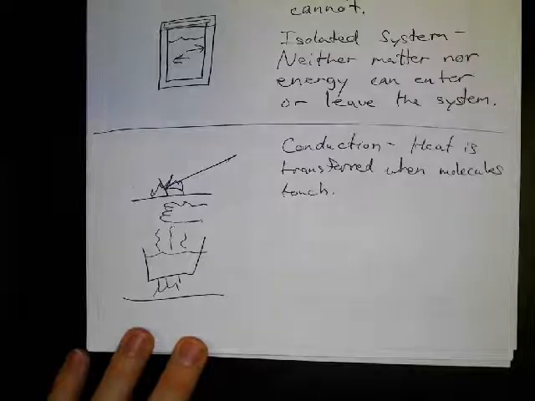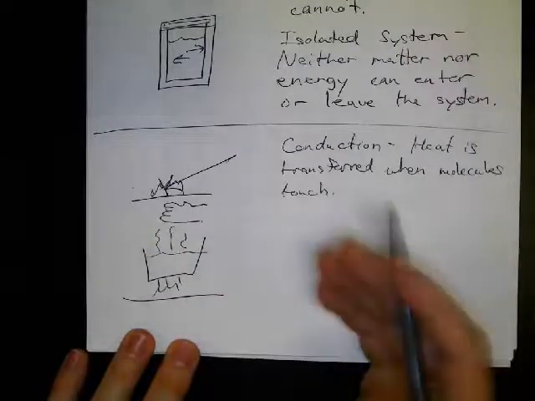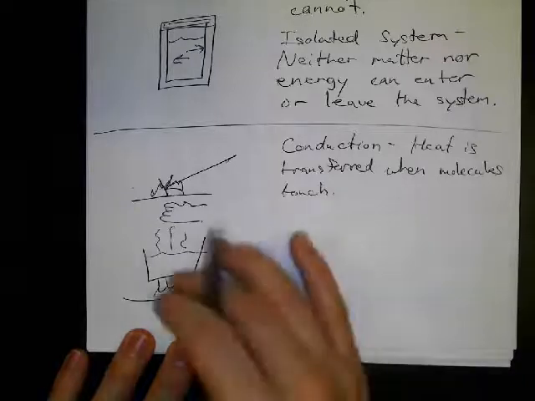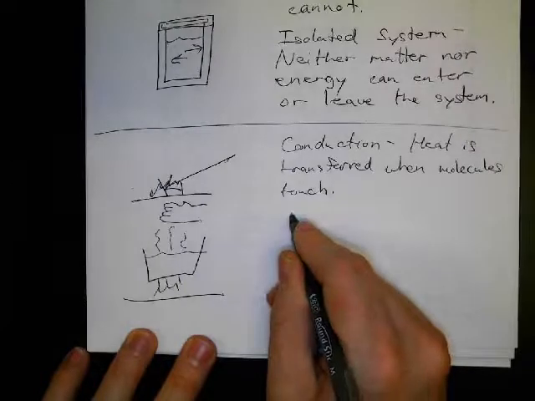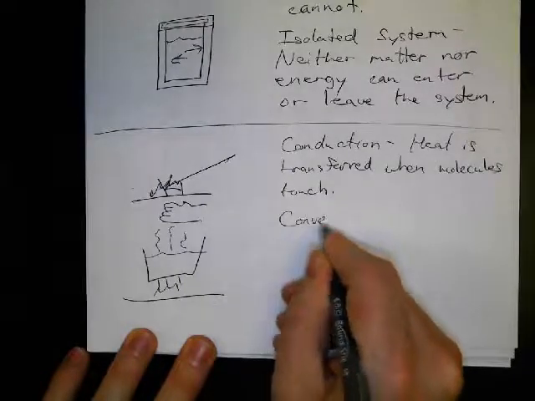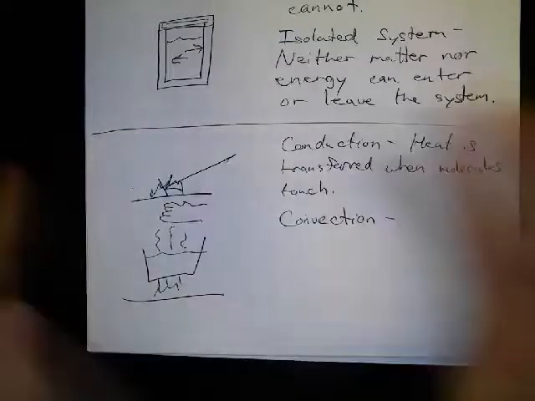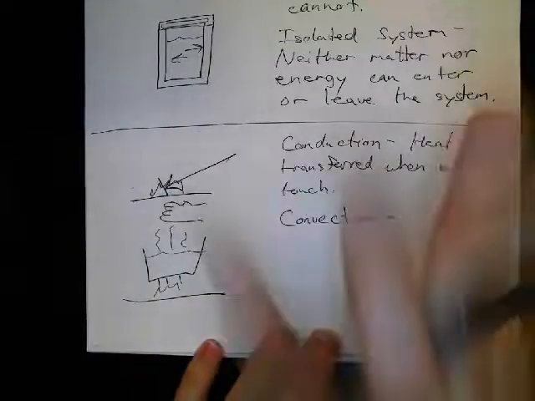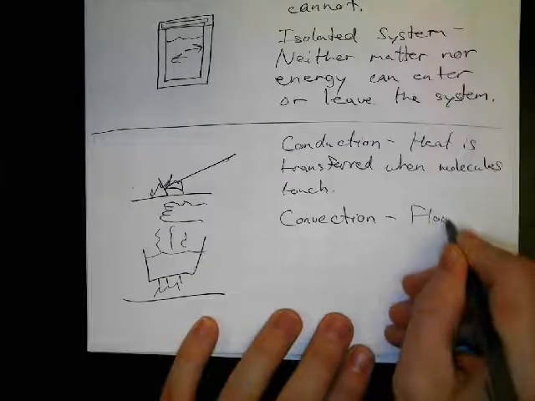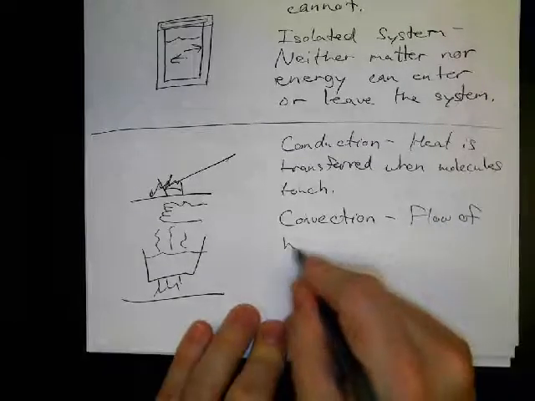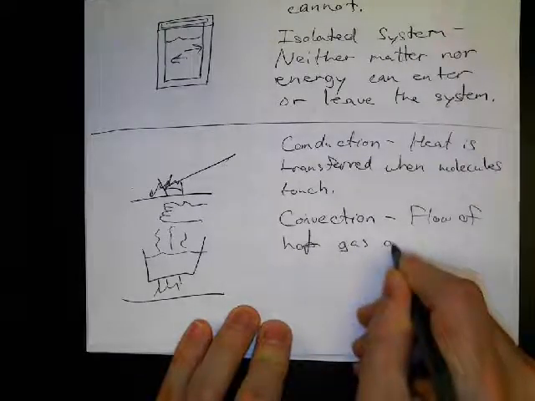Okay? The flow of like a gas or a liquid or something that contains hot particles that causes something to heat up, we refer to as transferring heat by convection. It's like a current of heat, a flow of heat, as opposed to a solid piece of heat that you're just touching, right? So convection would be the flow of hot gas or liquid particles.